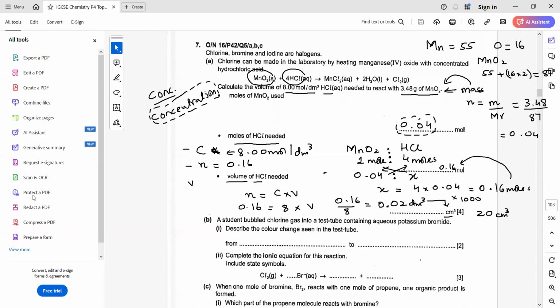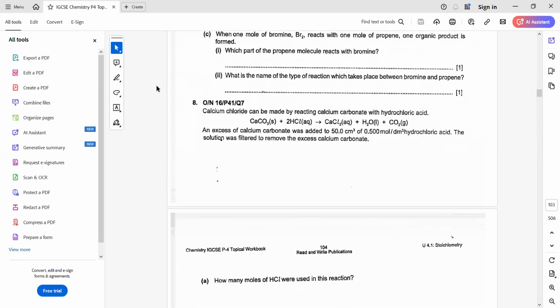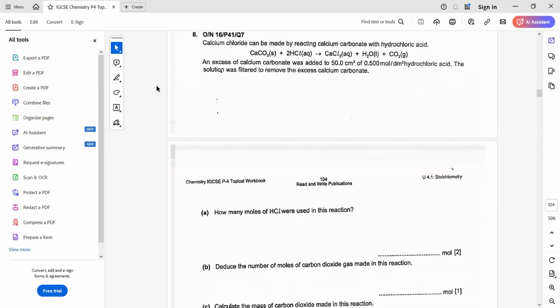So let's try another question. Yeah, let's try this question. I'll wait for a few minutes for you guys to decide how we would solve this, and then we'll actually solve it together.